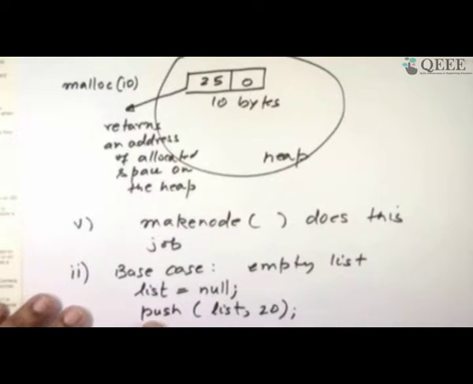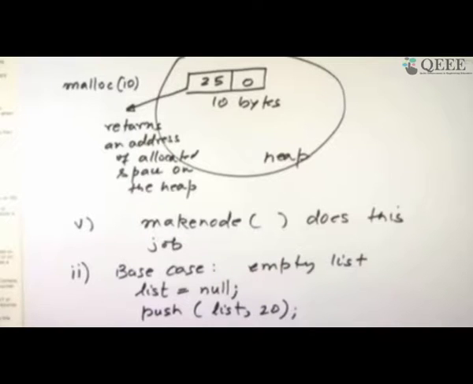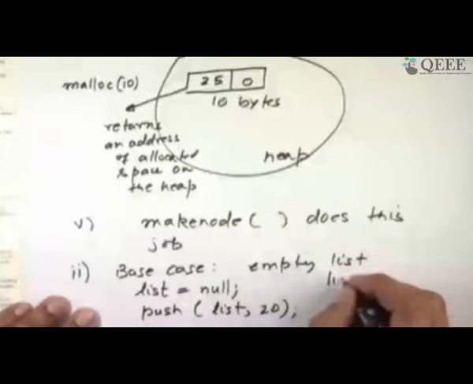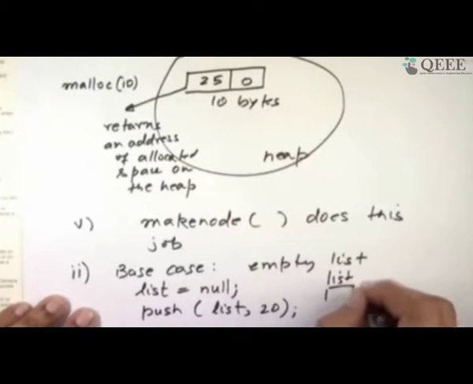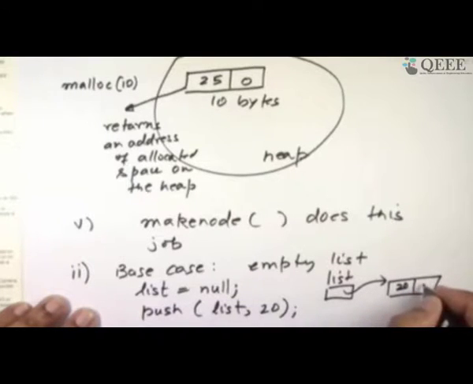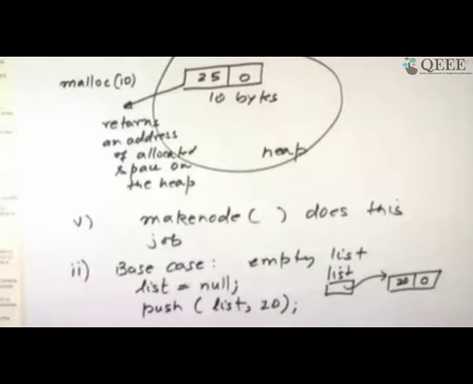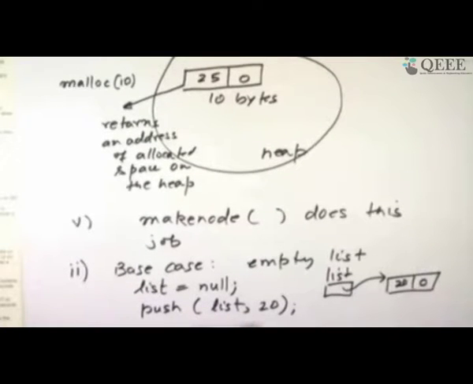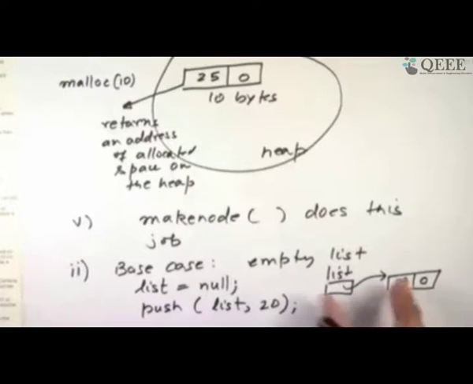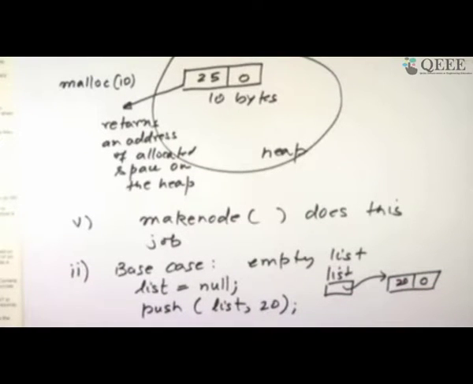The push is implemented as a linked list function. And what will happen if I do this? I expect that this list now, instead of having null, will have a pointer to some location on the heap which will have this value 20 and null or 0. This is the picture I want. And this is a function that I'm going to define which does this properly. So I give it a list and it returns me a box with 20 and this connection being made. This becomes a single element list.